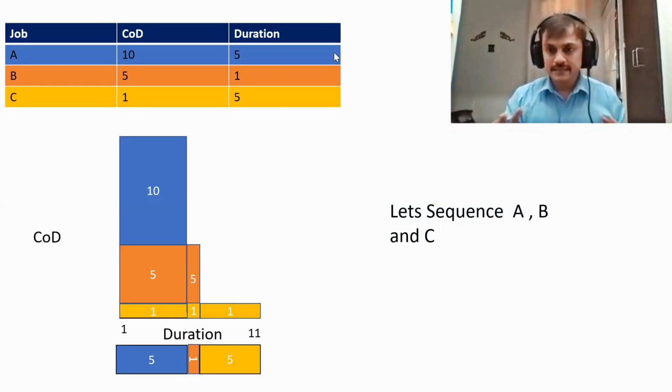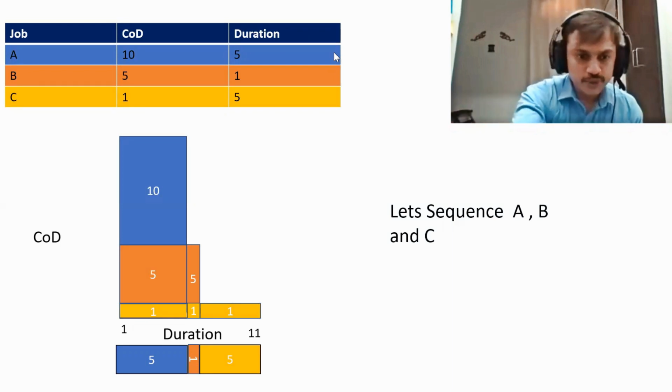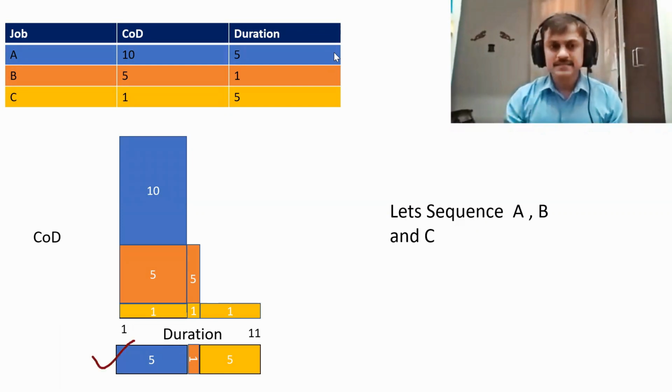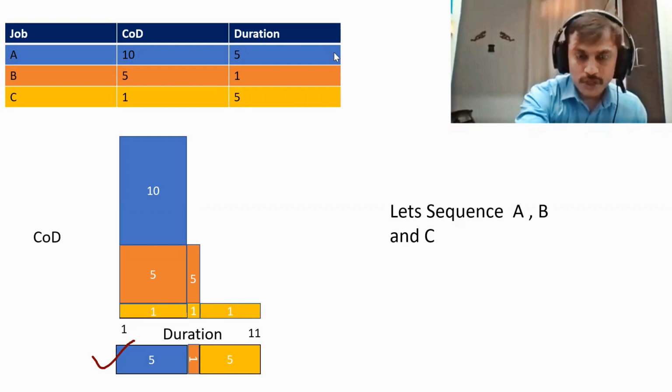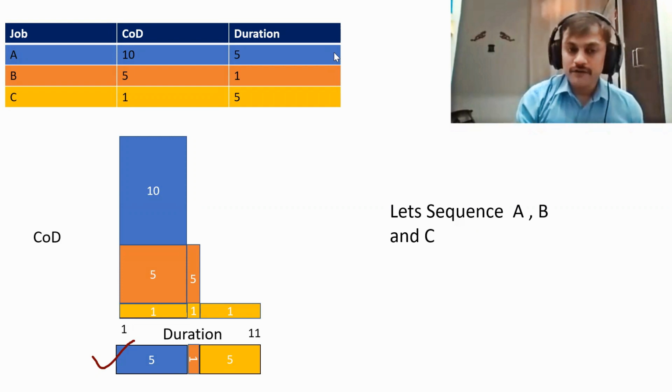For 5 days, A is in process. So you can say that job A is in progress, and per day I am costing $16. All three jobs are not in production, and this is happening for the initial 5 days.